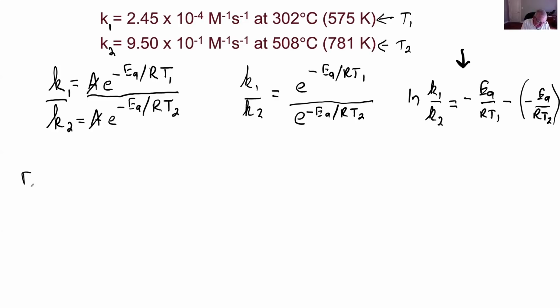And when I did that, I get E sub A, and I'm probably skipping some number of steps here that arguably I probably shouldn't, but I'm going to do it this way, is minus R ln K1 over K2, and all that is divided by 1 over T1 minus 1 over T2.